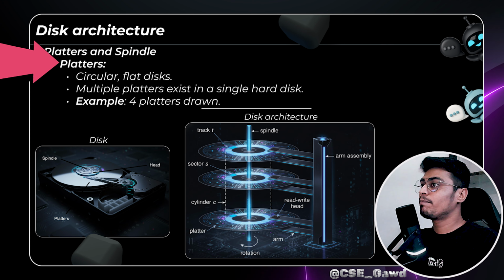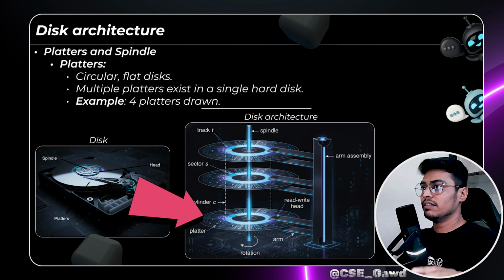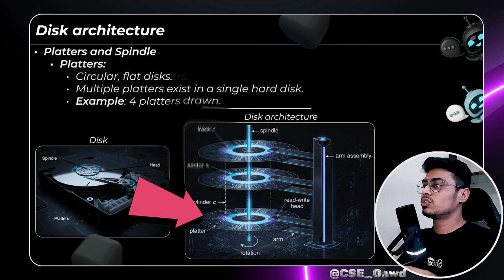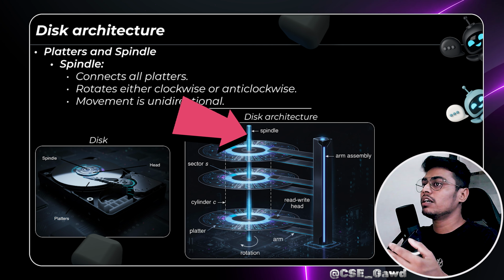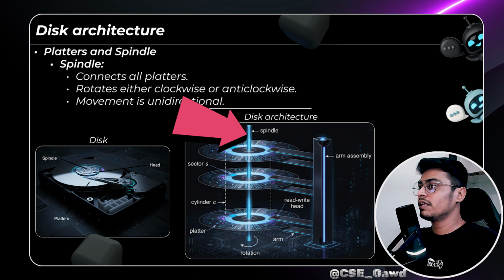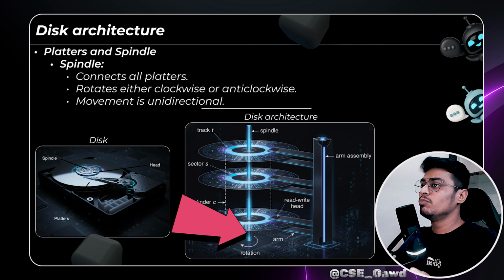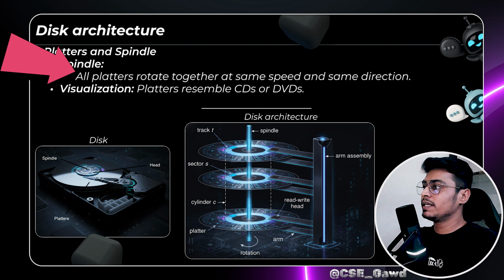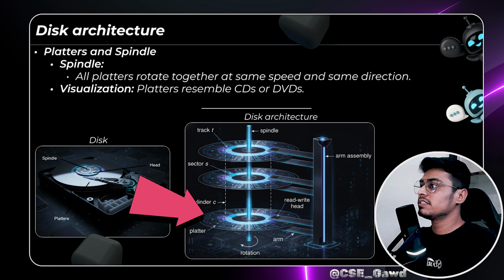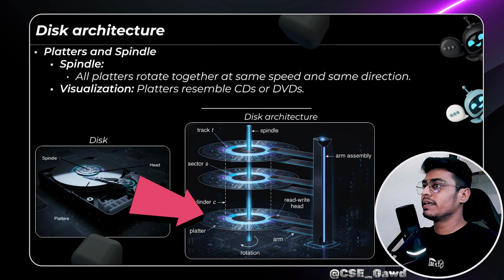First of all, what we have are platters. The platters are circular, flat disks, and you can have multiple platters in a single hard disk. These platters are connected together with something called a spindle. Now, what is the work of this spindle? The spindle is used to make all the platters move together. It means either the spindle will rotate clockwise or anti-clockwise, but it will be unidirectional, meaning it will consistently move in one direction only. So as soon as the spindle starts moving, all platters will start moving together at the same speed and in the same direction. Each platter is like a circular disc, and if you want to visualize this better, think of old CDs or DVDs that we used to have. The shape of the structure is quite similar to those CDs.